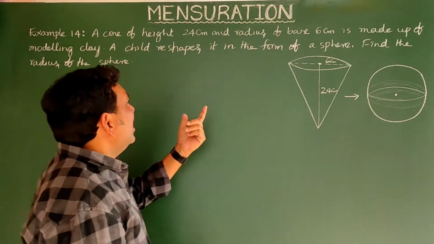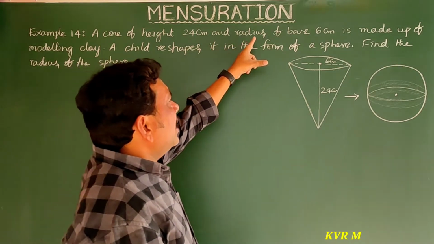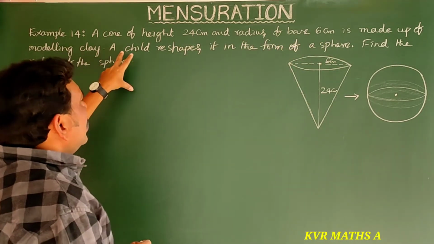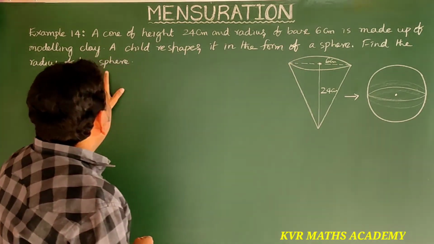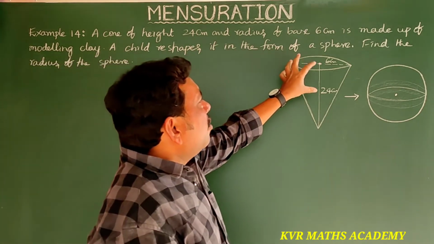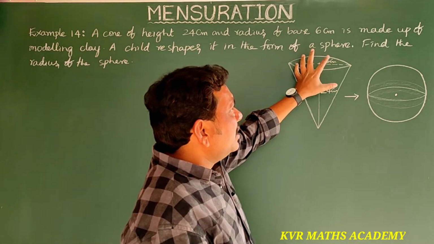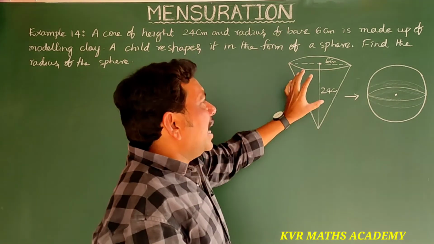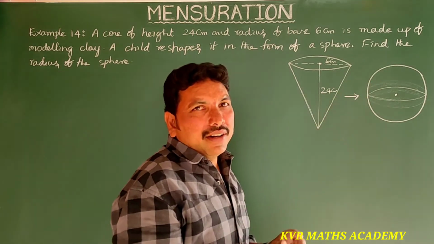Look here, this is example 14. A cone of height 24 centimeters and radius of base 6 centimeters is made up of modeling clay. A child reshapes it in the form of a sphere. Find the radius of the sphere. See, a cone of height 24 centimeters and 6 centimeters of radius, made up of a modeling clay, is reshaped in the form of a sphere.